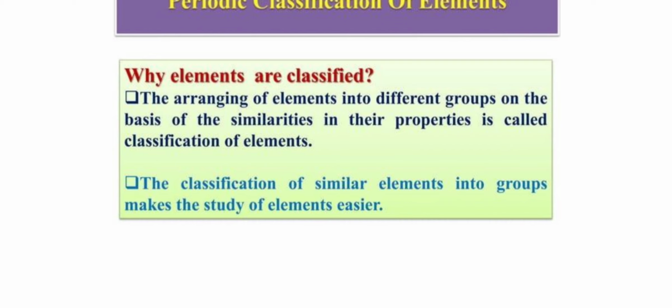Why are elements classified? There are so many elements in the universe that we cannot recognize them, so many scientists gave their best to arrange the elements in an order to create a table. Arranging the elements into different groups on the basis of similarities in their properties is called classification of elements. Similarity means one element is compared with another element. The elements having similar properties are placed in a similar group. Now we are going to see the elements.